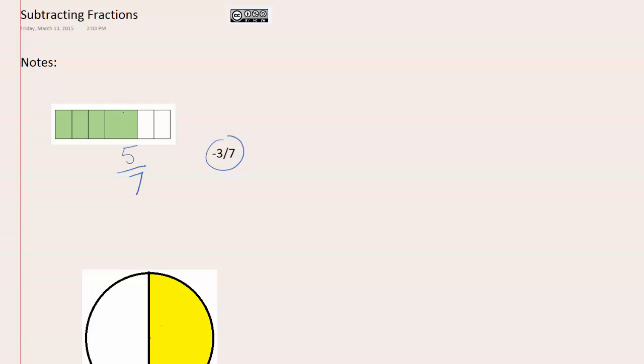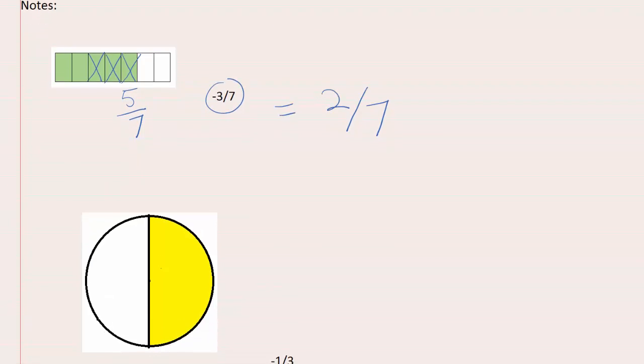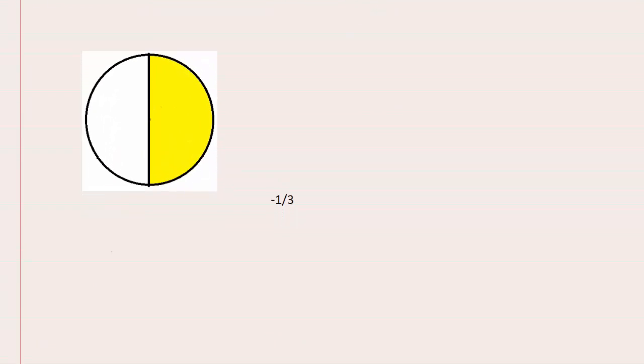An easy way to show this in the picture is just to show taking away, crossing out 3 of these sevenths. So that is going to leave us with 2 sevenths. Okay, so that seemed pretty easy. Let's go ahead and try a more complicated example.